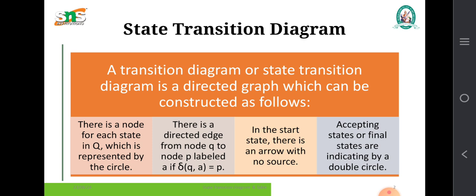Here there is a node for each state in Q, which is represented by a circle. You have to denote it by a circle, and there is a directed edge from node Q to node P. The transition is represented as delta Q of A is equal to P. In the start state, there is an arrow with no source, and accepting states or final states are indicated by a double circle. We will see the diagrammatic representation in the next slide.